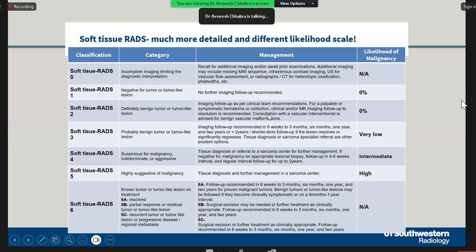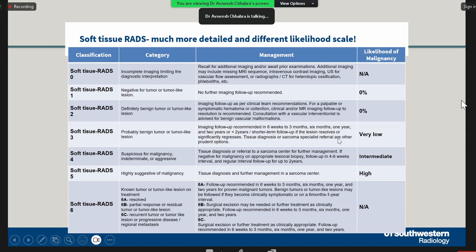And then we added that if it's a vascular malformation, consultation with a vascular interventionist. So there are more recommendations here, but essentially it's very similar. If you learn the first system, the second is also easy to apply. And again, this will take time to come out in literature. If you have probably benign, we have similar. Now here, instead of 3 months, we have 6 weeks to 3 months. So we expanded a little bit to encompass what people do in their practices.